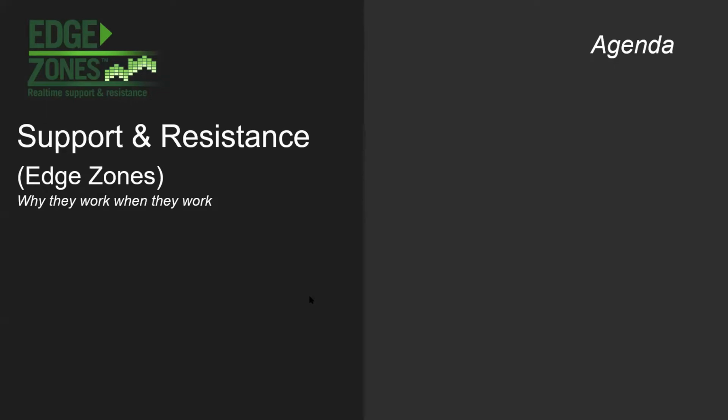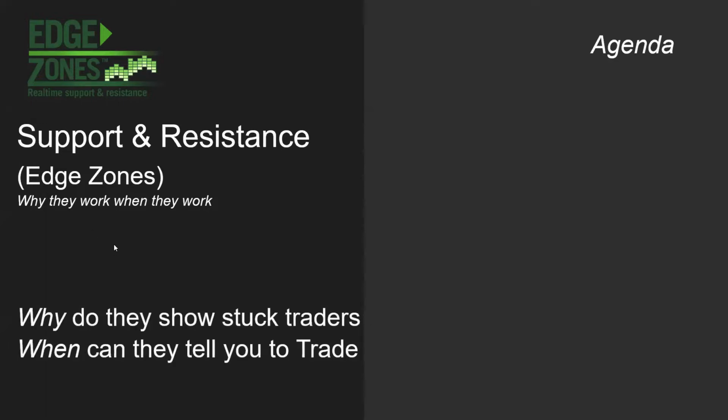Support resistance. One common thing among every trader, whether you're retail or a pro, making money or not making money, is levels. They all have them. Wherever you come up with them, that's the difference. But everybody has support resistance. So you've got to know why they work when they work. And with these, they're often just showing stuck traders in real time. So why do they show us stuck traders? And when could they tell you when to pull the trigger and trade? Those are two important elements to anything that you're going to look for.